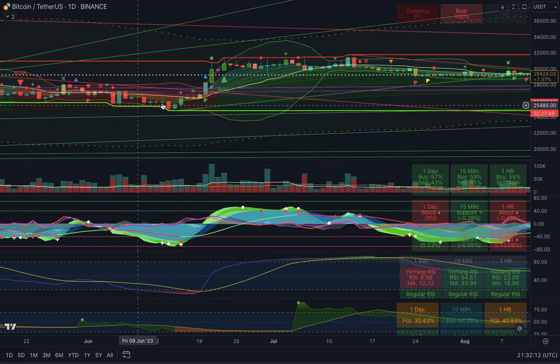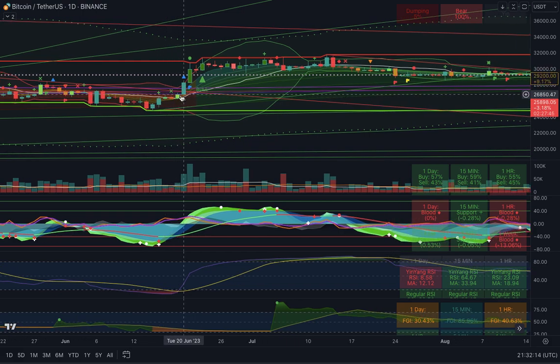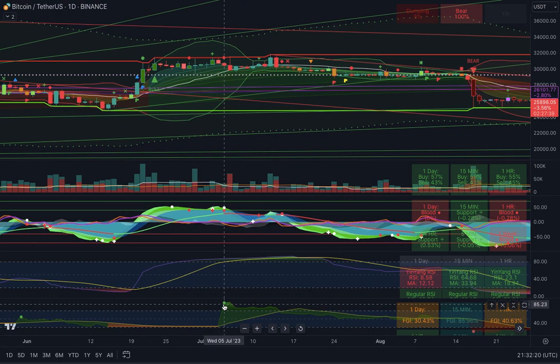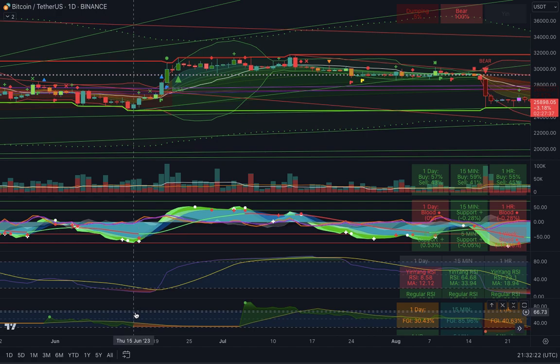So that's what you want to look for in entries too. Just everything lining up. You don't always need to enter when there's a fear signal or a greed signal, whatever it is, enter or exit. You just need a lineup of good stuff, and that's what we got right there.